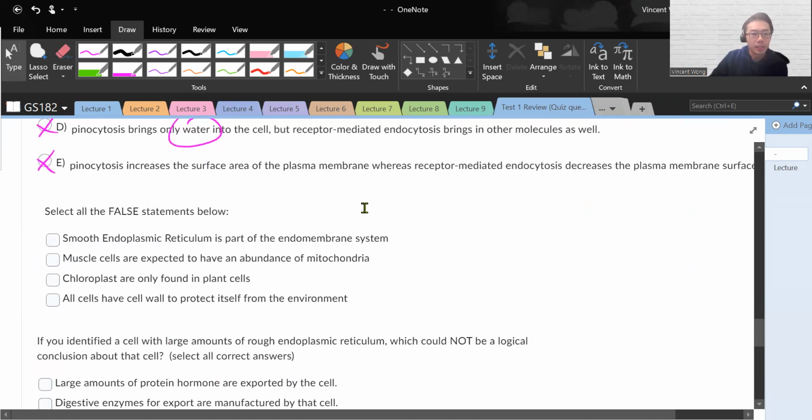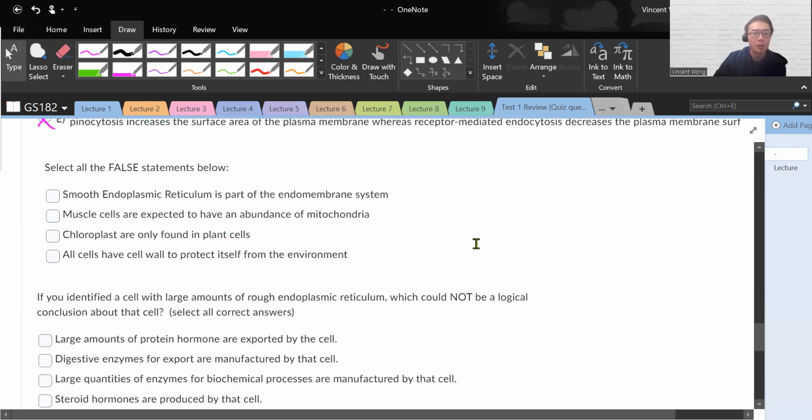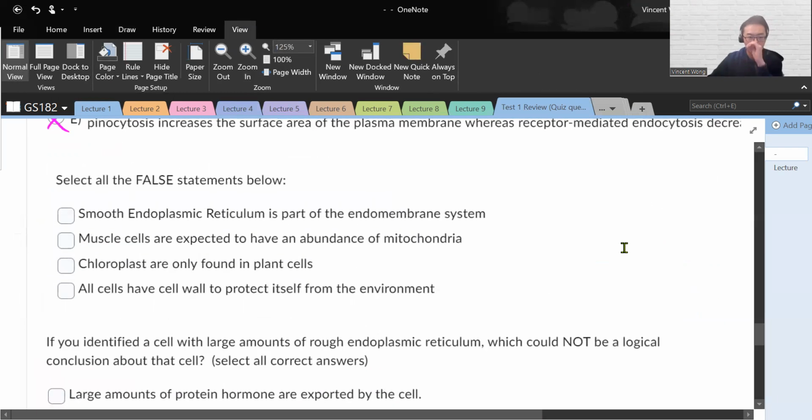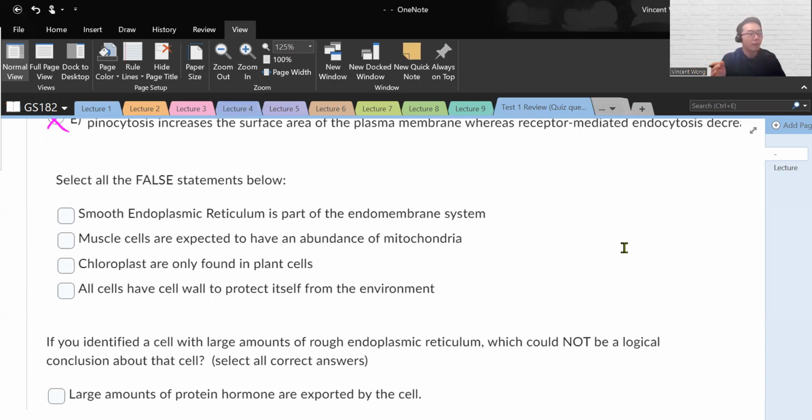All right, let's do another one here. Select all the false statements below. These are the multi-select questions. Right? In order to get 4 marks, you must choose all the correct ones and leave the incorrect ones alone. Okay, so you lose marks for missing a correct answer, and you also lose marks for choosing incorrect answers. Okay, these are 2 marks each. So those are the ones you want to spend more time on to make sure you get it right.